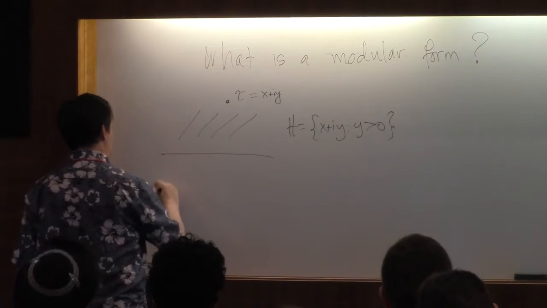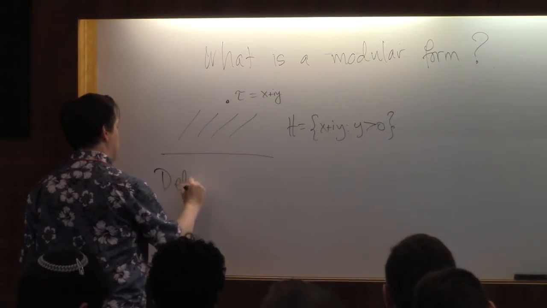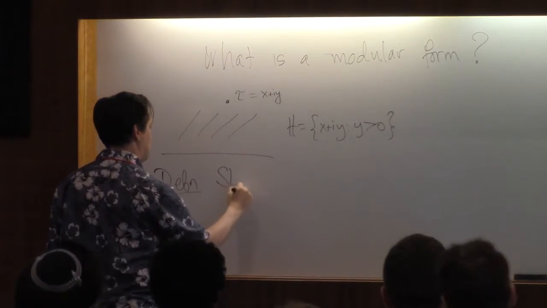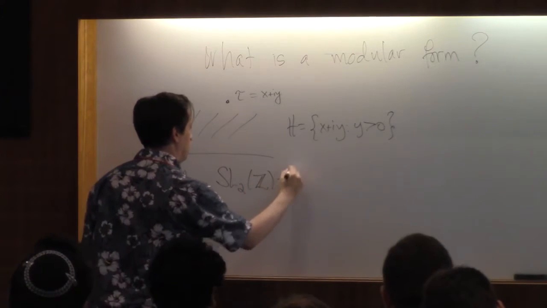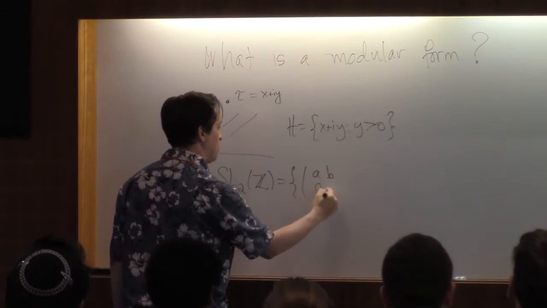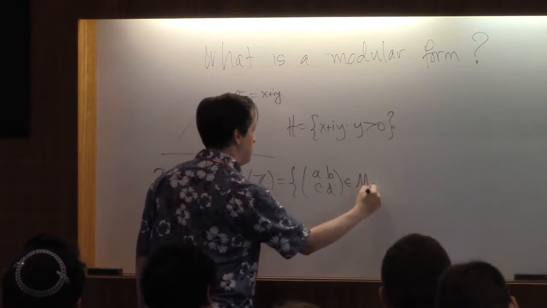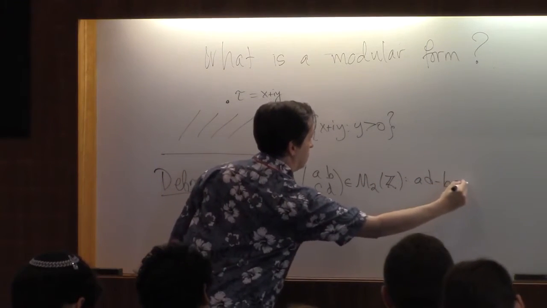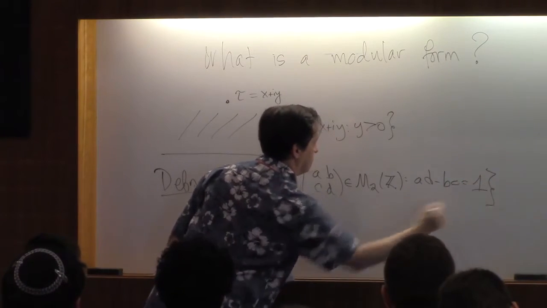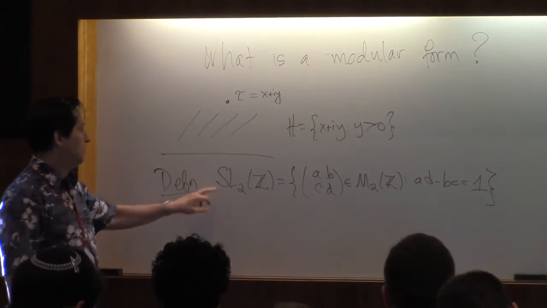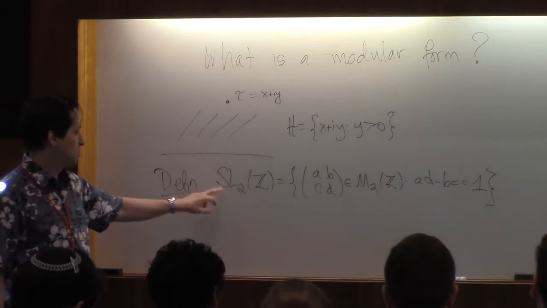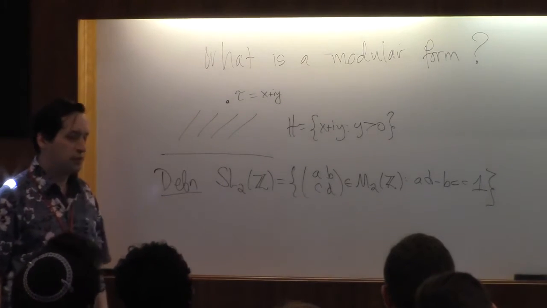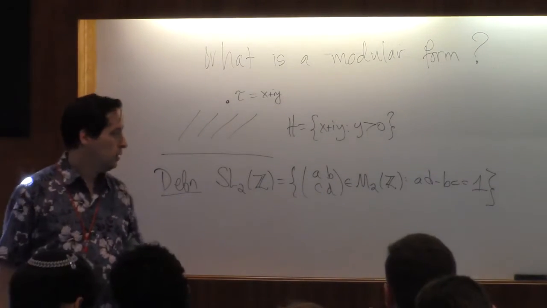That's the group SL2Z. These are the 2 by 2 matrices with determinant 1 and integer entries. So the letter S in matrix land stands for special linear group. Special is a funny word that just means determinant 1.